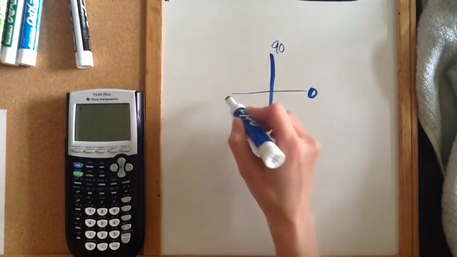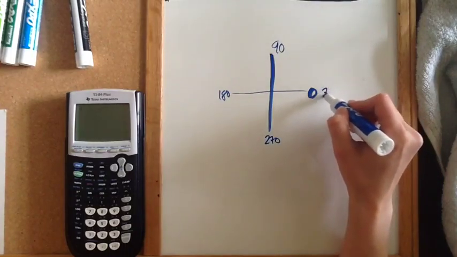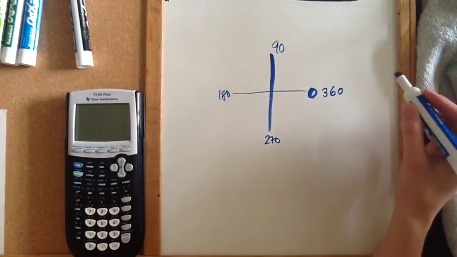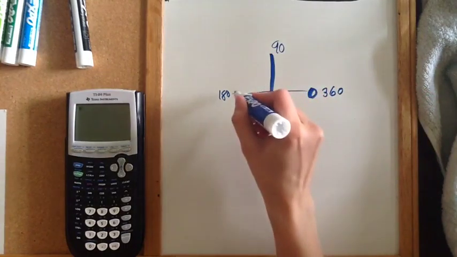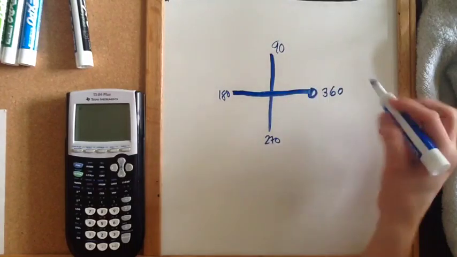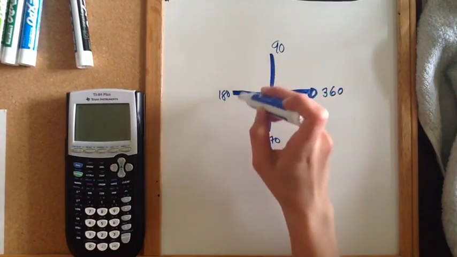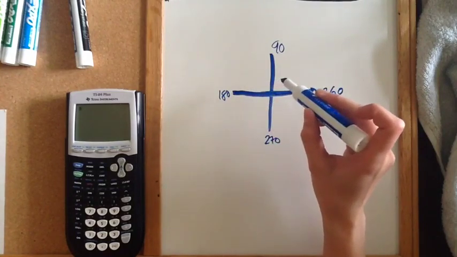This is 90 degrees, this is 180 degrees, this is 270 degrees, and this is 360. So each quadrant is going up by 90 degrees. And then you can keep going around and around. The way that we draw our angles is starting from zero, and we go counterclockwise if they're positive, and we go clockwise if they are negative.